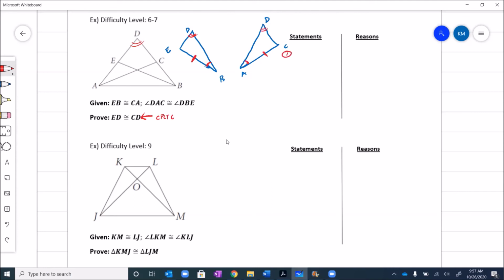I'm going to start with my givens, and my givens are that EB is congruent to CA. Given. From there, I can go to my other given, that angle DAC is congruent to angle DBE. Given. Number 3, I can use my reflexive property because now I say that angle BDE is congruent to angle ADC, and that's the reflexive property.